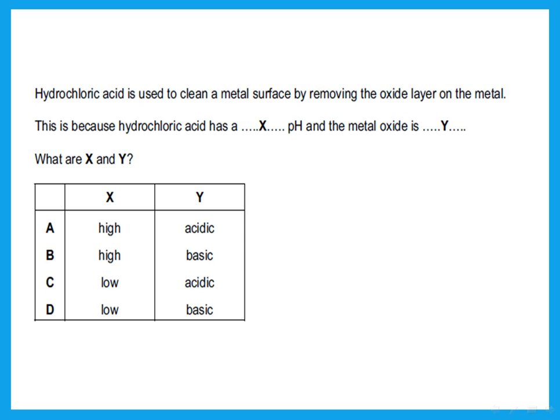Are we following? Hydrochloric acid is used to clean a metal surface by removing the oxide layer on the metal. This is because hydrochloric acid has what kind of pH? We said hydrochloric acid, it's a strong acid. It must have a low pH. And the oxide, if it reacts with acid, the metal oxide must be a base. Remember that an acid will react with base. It cannot react with acid. So if it reacts with the metal oxide, then the metal oxide is a base. So my answer is D.